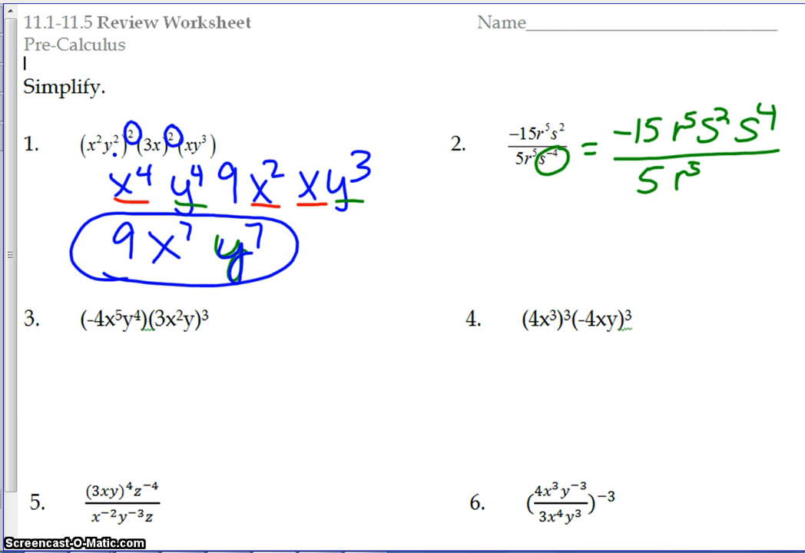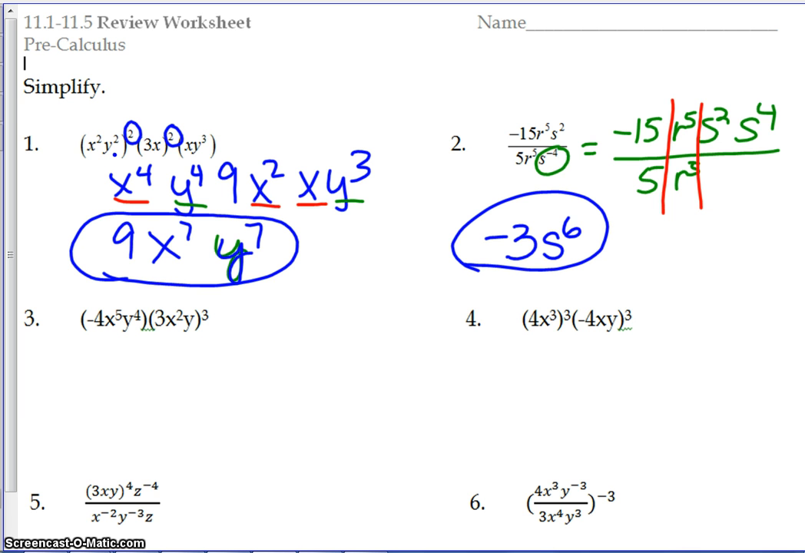So what I'm looking at here is how to think of this in terms of common bases. My final answer: negative 15 over 5 is negative 3. The r to the 5th over r to the 5th is just 1, so I'm not even going to write it down. And then we have s to the 6th, and that's my final answer there. Next problem, number 3.